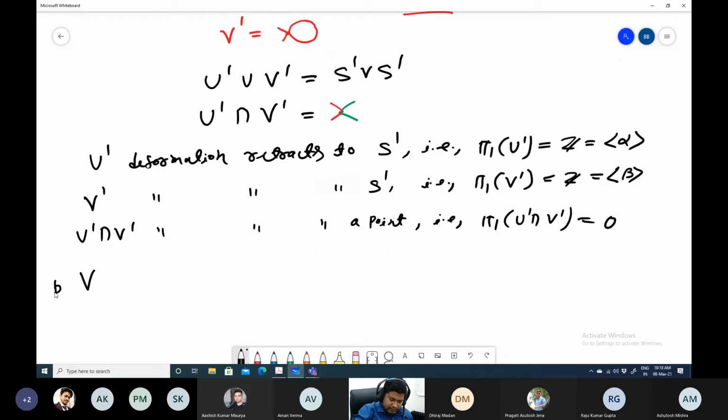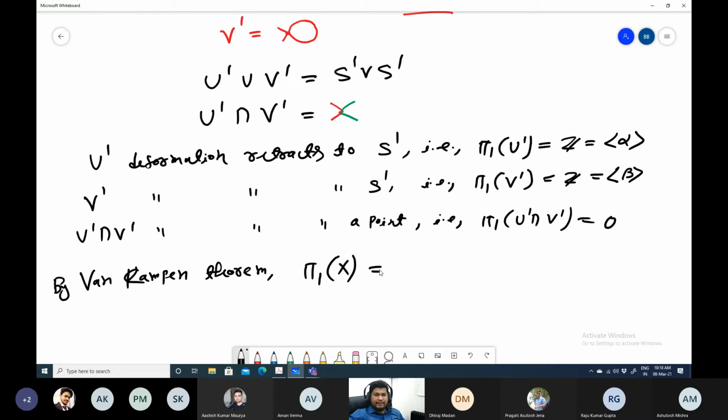Then by Van Kampen theorem, what is my pi 1 of X? Now tell me, what is that? Z cross Z. No. Any other answer?